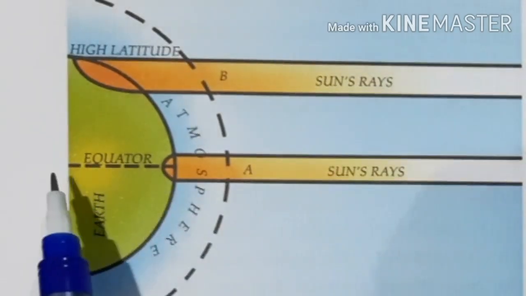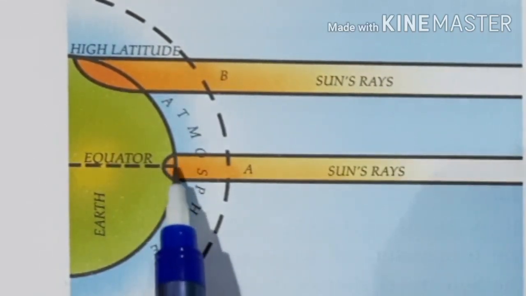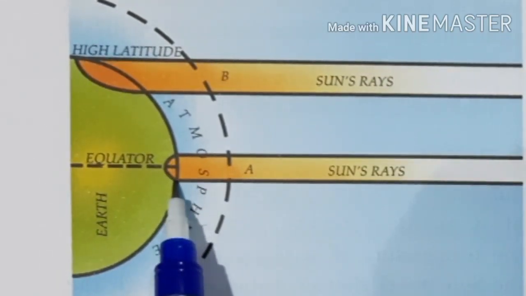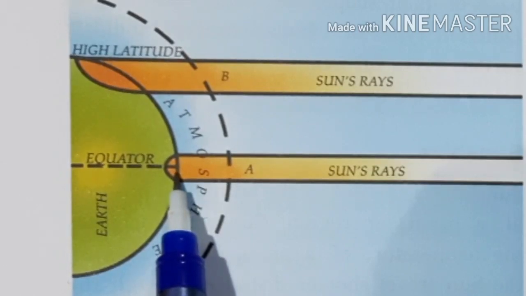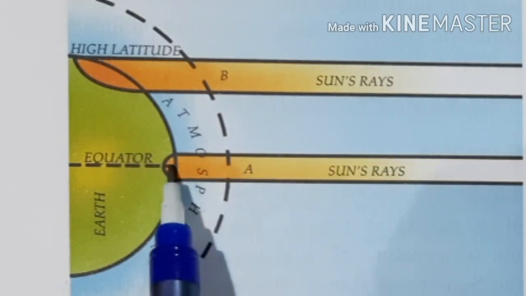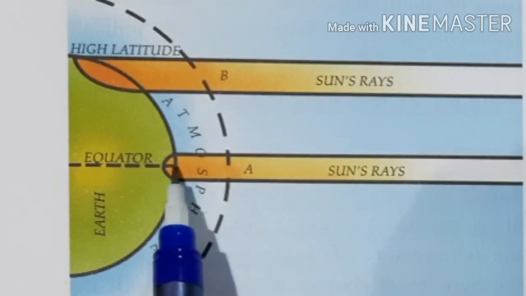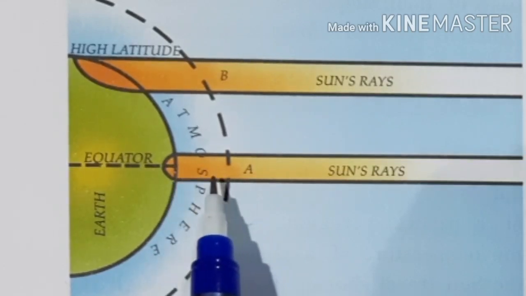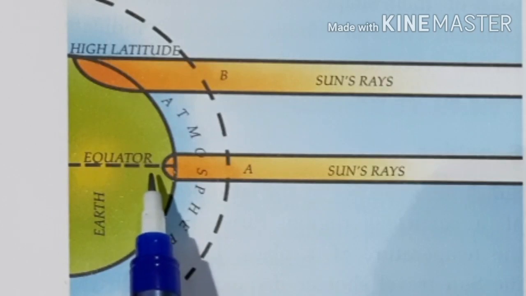So near the equator, the sun's rays fall vertically. These rays are concentrated on a small area. The heat energy concentrated on a small area has more heating capacity. And the heat energy travels a short distance through the atmosphere near the equator. So vertical rays are hotter, and that's why the equatorial region experiences high temperature throughout the year.